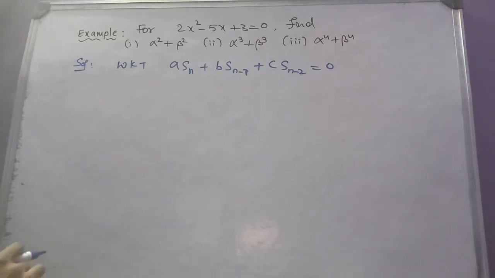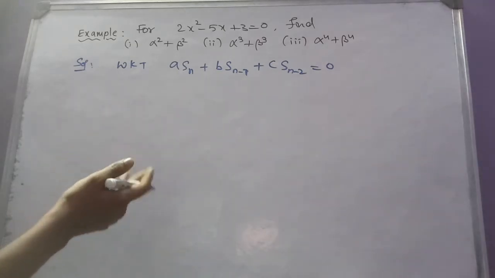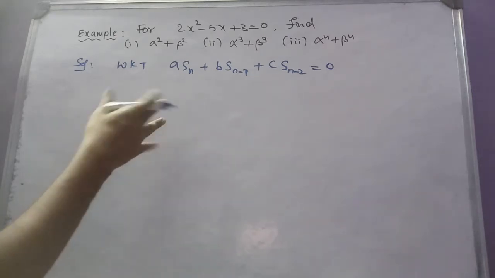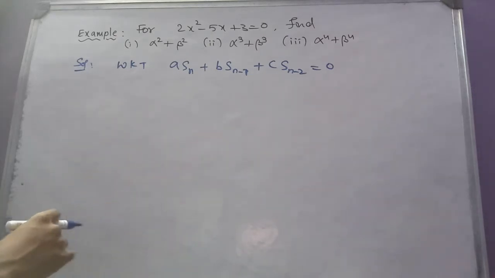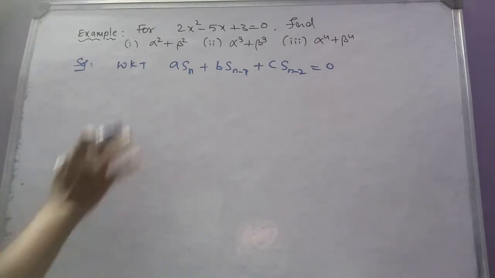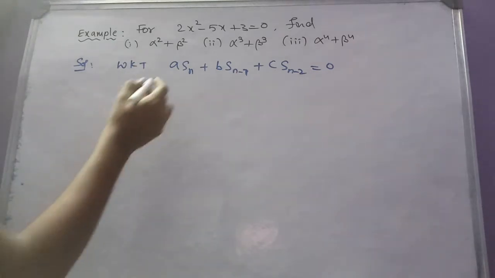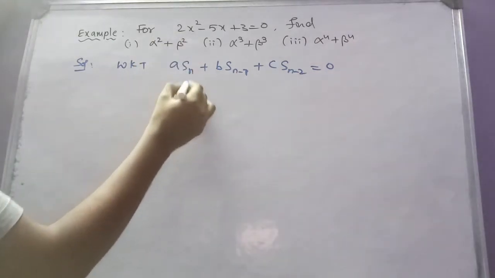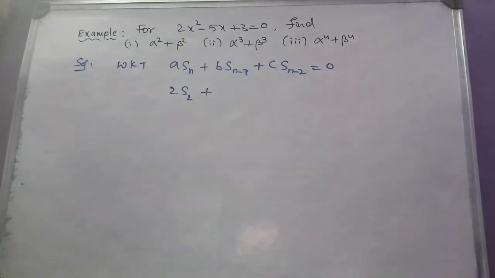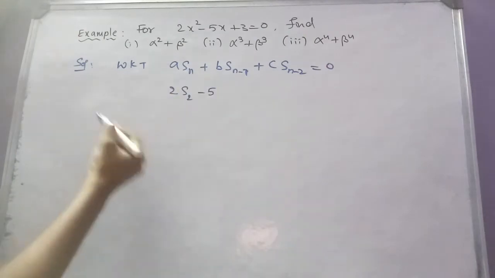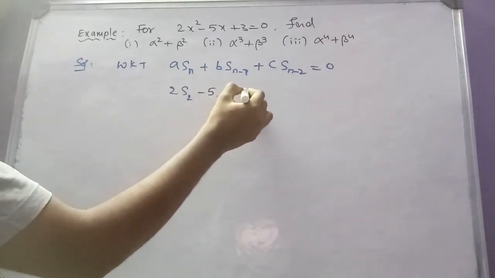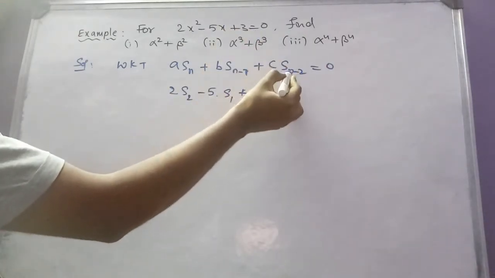Okay? So anyhow, it can be equal to 2. What if n is equal to 2 also? It's not a problem. So anyhow, first of all, let us see how to solve this. 2 into s2 plus b means what? That means minus 5 into s1, and then plus 3 into s2 minus 2.